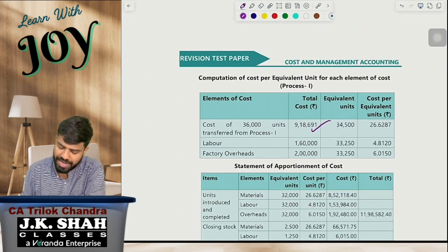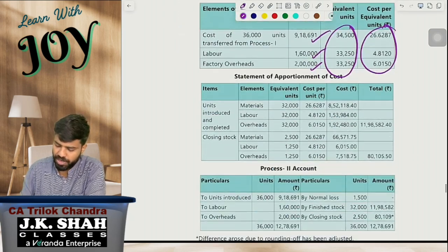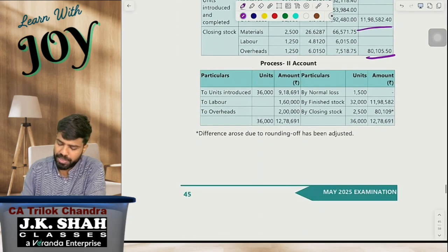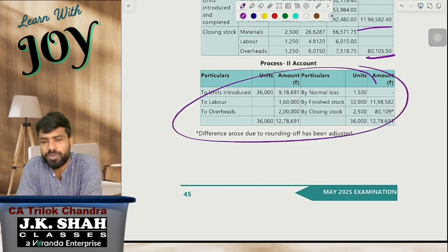Now, equivalent cost per equivalent unit. We know the cost 9,18,691. Labor cost is 1,60,000. Overheads is 2 lakh. We take the equivalent units cost per equivalent unit, and then we'll do the apportionment, and then we'll prepare the process.